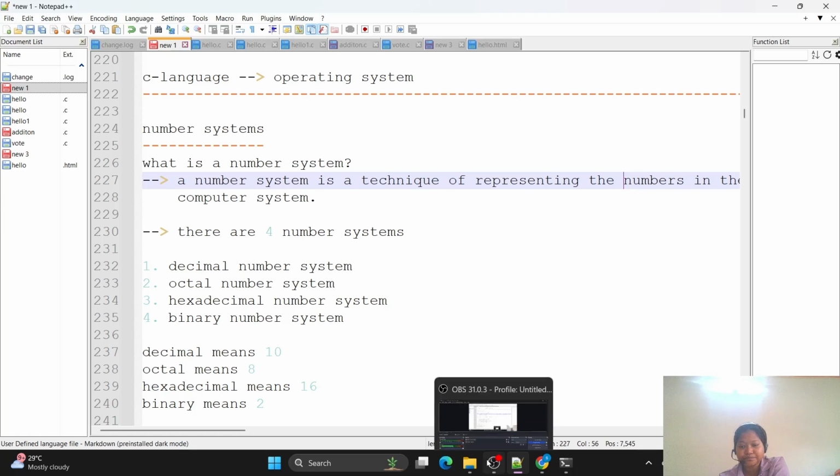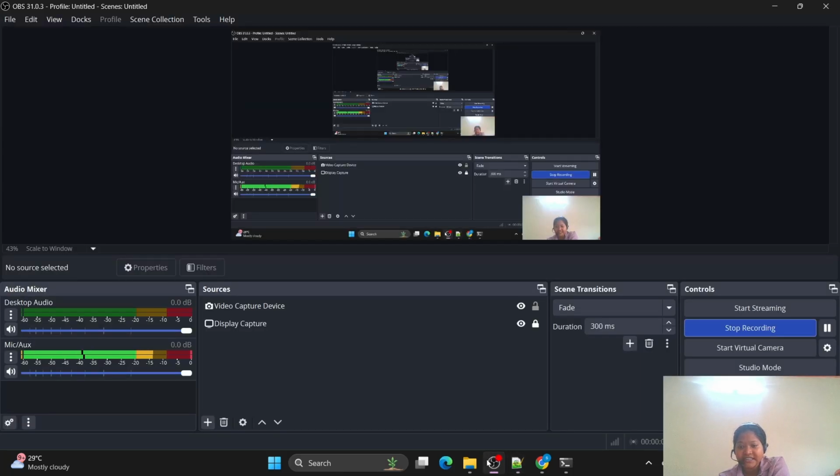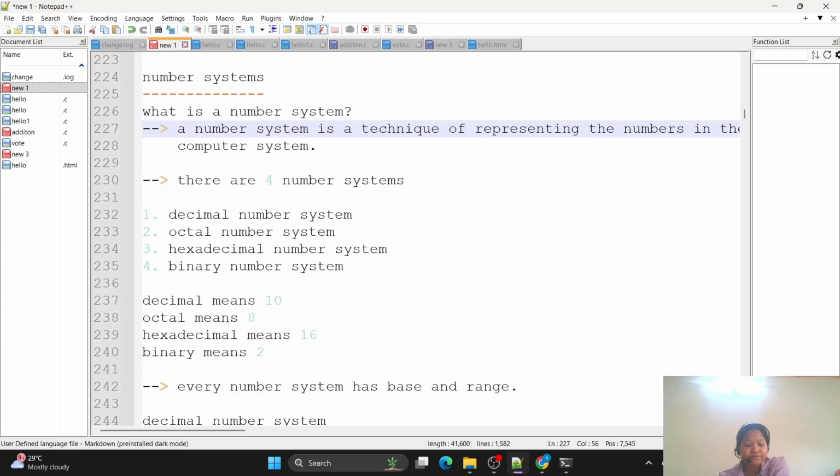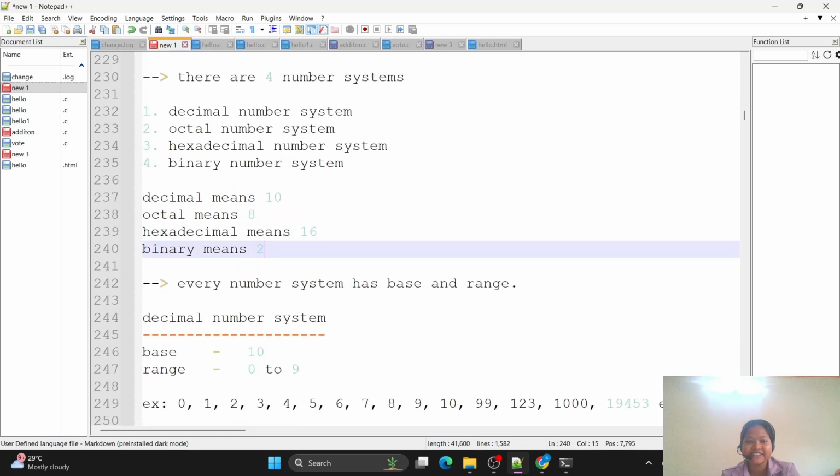Okay, let me check the time. Okay, it's almost like 10 minutes. So decimal means what? 10. Octal means 8, hexadecimal means 16, and binary means 2. I think most of the people have some idea regarding this, isn't it? But still I'll discuss. Every number system has one base and one range.